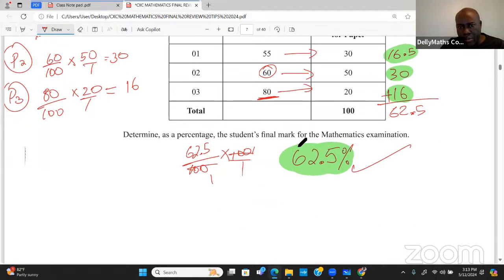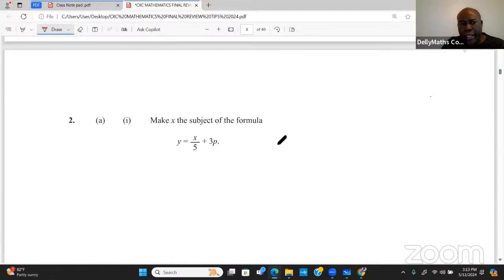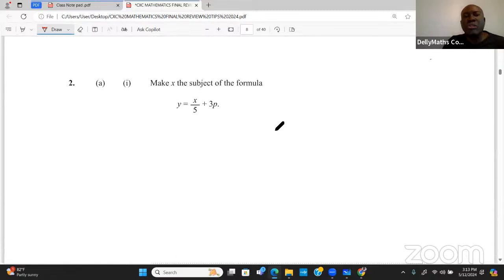Let's go to the next question. Let's see what's coming up next. All right, so question 1 would have been finished. So right there would have easily captured 9 marks from that. Let's see what a typical question 2 looks like.